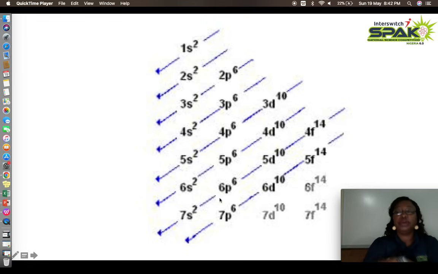So for example, if you want to write for calcium, whose atomic number is 20, what are you expected to write? Let me give you a second to put it in your thoughts. Okay, so it should be 1s2, 2s2, 2p6, 3s2, 3p6, then 4s2. That will be 20.